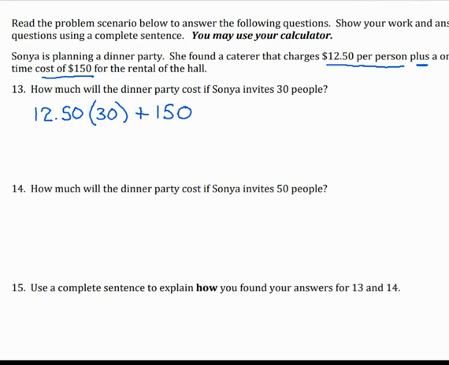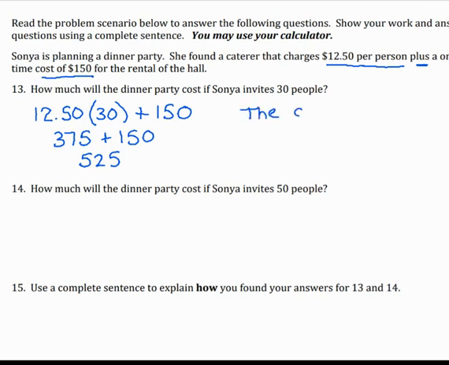Okay, so now we will simplify that. Okay, so 12.50 times 30 is 375. And then we add the 150. And that gives me 525. So again, we showed our work here. Now let's answer in a complete sentence.